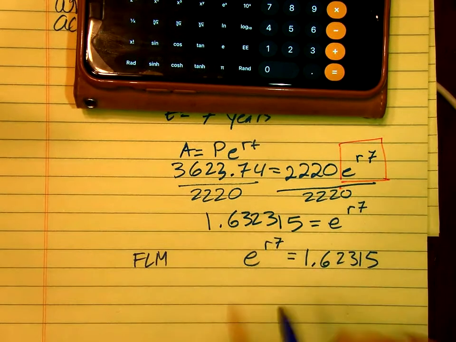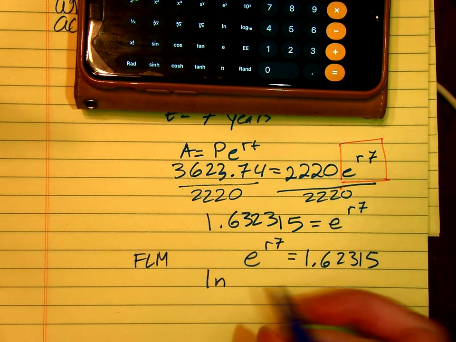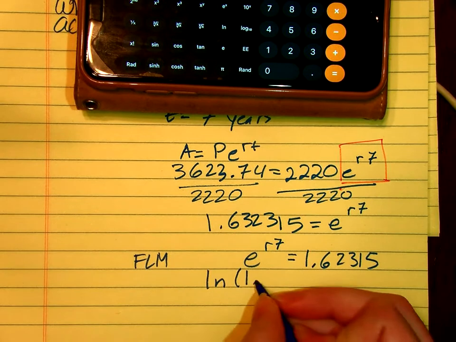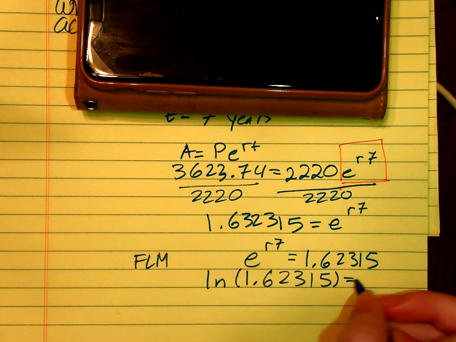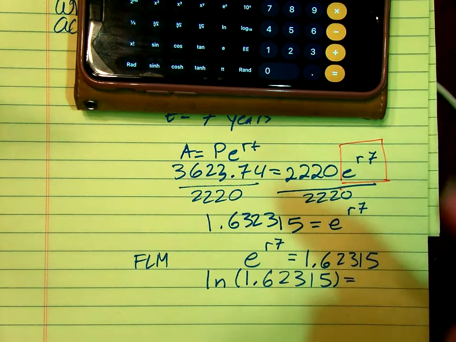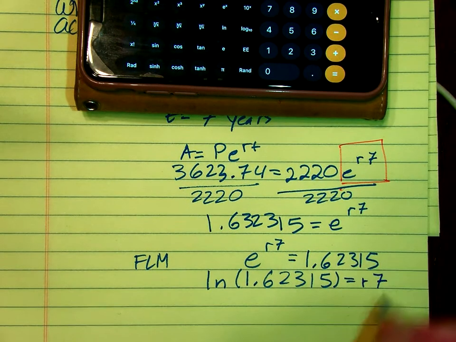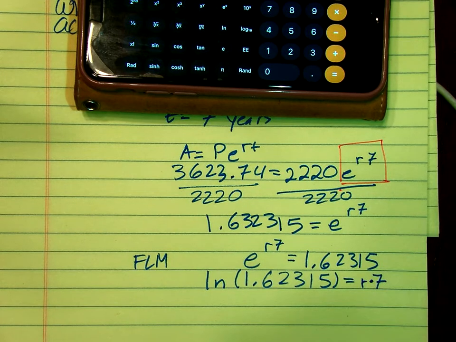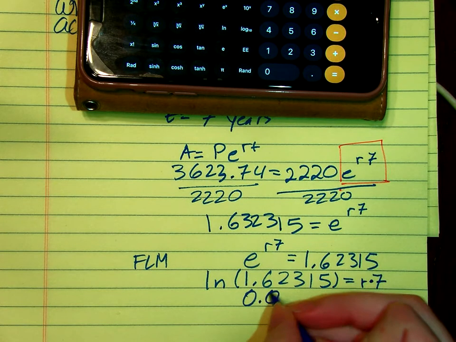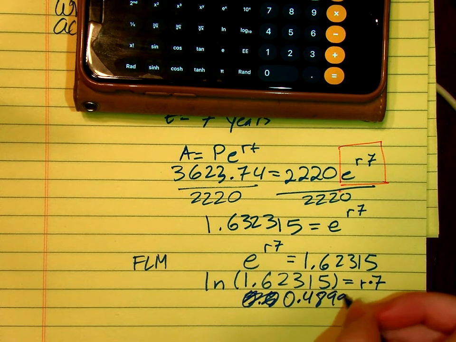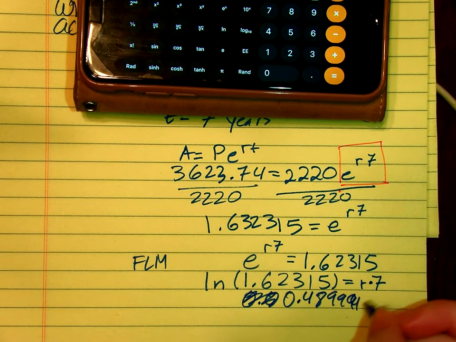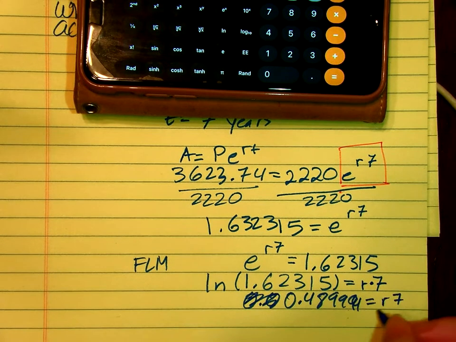Now we can go ahead and do first, last, middle. So first, natural log of last, 1.63215, equals the middle, R times 7. I'm going to put multiplication so we remember that. So I just take the natural log of this guy, 0.4899994 blah blah blah blah equals R times 7.